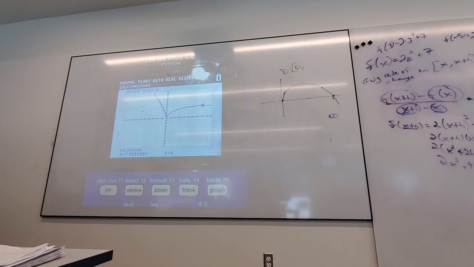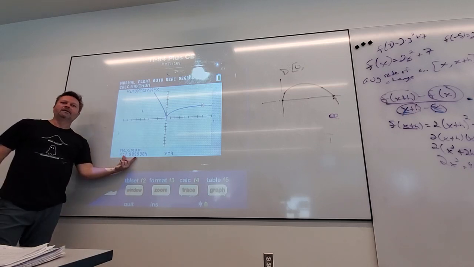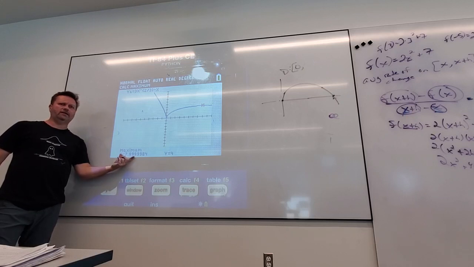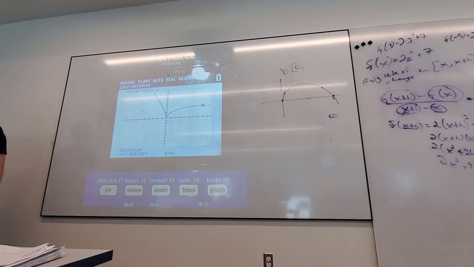So what is my maximum output? 4. Beautiful. Where does my maximum output occur? What do you think this is trying to say? 8. It's trying to say 8. Do you see that? Yeah, at the point. I'm pretty sure it's trying to say 8. If you went to table, it would say 8. Okay.